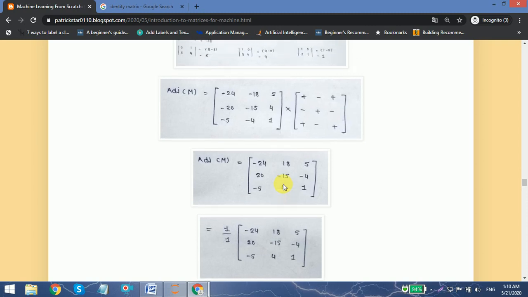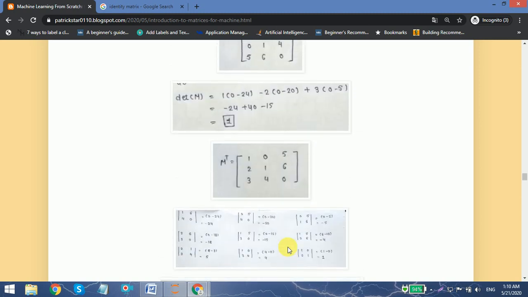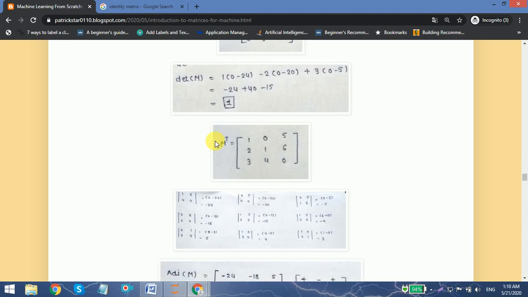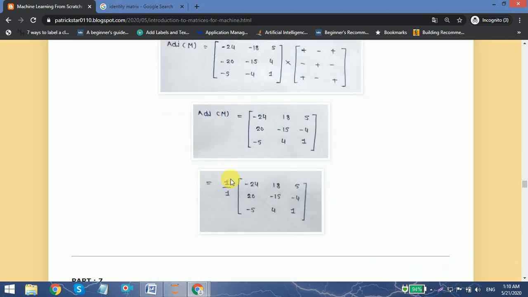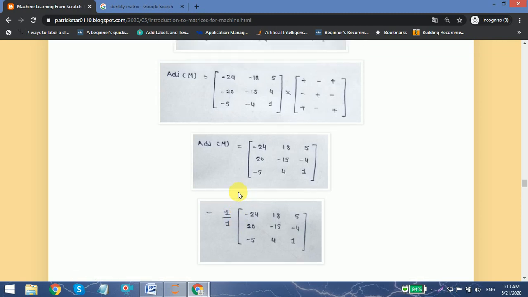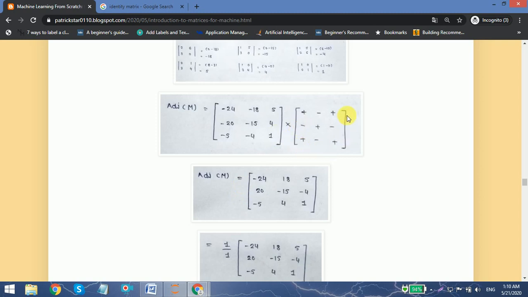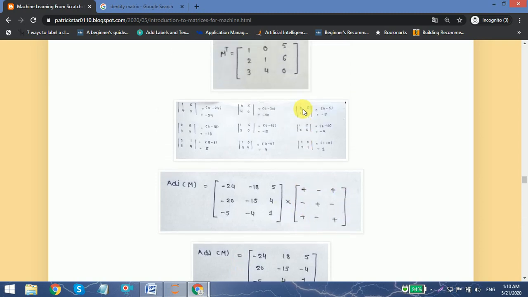And to find the inverse of the matrix here, we just have to divide it by the determinant of the matrix. The determinant we found here was 1, so it is not going to make any difference in our adjoint. So this is our final operation, how to calculate the inverse of a matrix. The point to keep in mind here is to multiply it with our adjoint sign, and here we see how we calculated the value of each element.